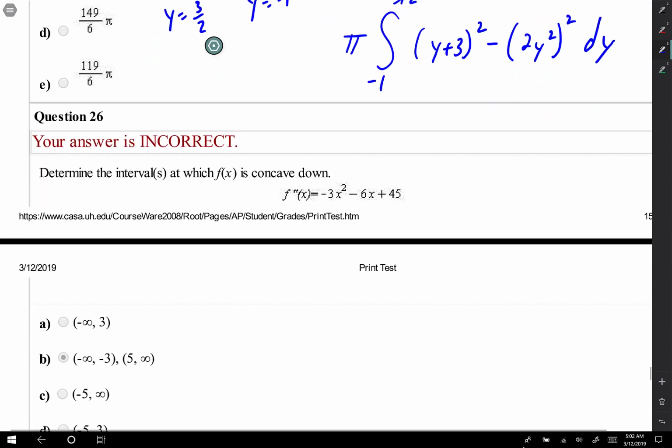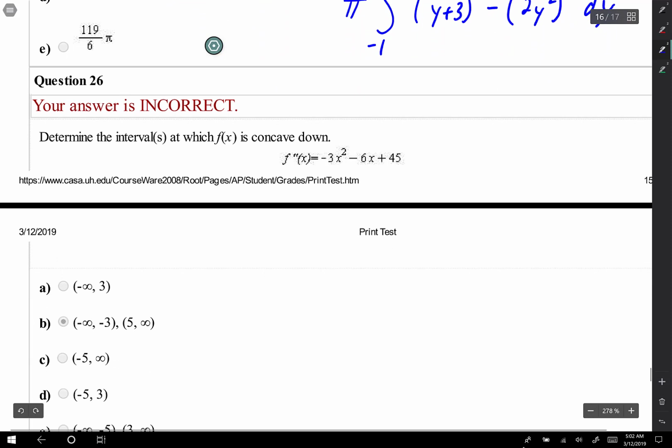All right, determine the interval on which f of x is concave down. They already gave you the second derivative. They're being nice. Let's see. Can we factor anything out? I think we can. Yeah, I think 3 goes into all of them. So let's factor out a negative 3. If we factor out a negative 3, I'm going to get x squared plus, let's see, 2x minus 15. Let me know if I'm wrong, because I make mistakes all the time, guys.